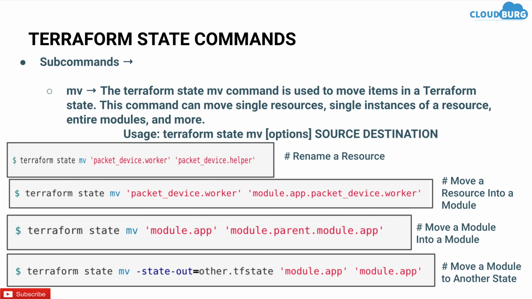And then in the next example, we are moving a resource into a module. So as you can see here, worker is a resource and we are moving it into a module which is worker module. And then in the third example, we are moving a module into a module. So we are moving this module.app into module.parent.module.app. And in the last example, we are moving a module to another state. So suppose you want to move any configuration or any module to some another state, so we can just provide the state path and the module name.